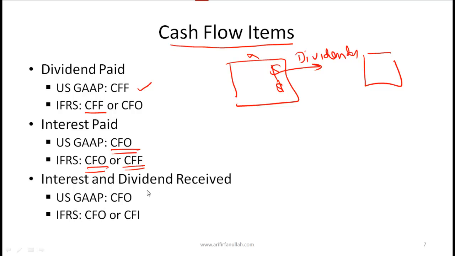Interest and dividends received: this is now from investments that a company has made. If a company has bought bonds or has bought shares from another company, then obviously it will receive either interest or dividends. According to US GAAP, all the interest and dividends received must be classified as CFO, whereas under IFRS this money can be classified as either CFO or CFI. And this should be fairly familiar. We have seen this earlier in the reading on the cash flow statement, and since it's appearing multiple times, I think the probability of you being tested on this is relatively high.